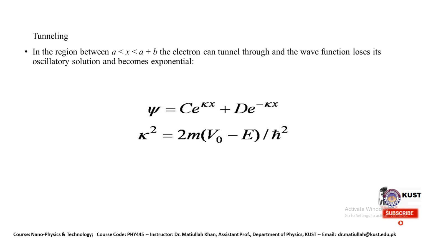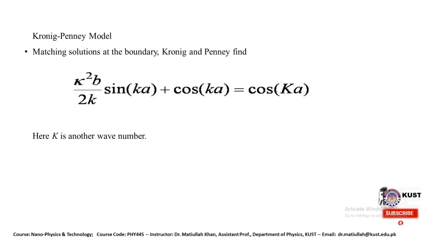Even when the energy of the incoming electron or particle is less than the barrier, there is a possibility that the particle or electron will tunnel through it. So in the region between a and a+b, the electron can tunnel through, and the wave function loses its oscillatory solution and becomes exponential. For this exponential case, we have the wave function ψ = C e^(kx) + D e^(-kx).